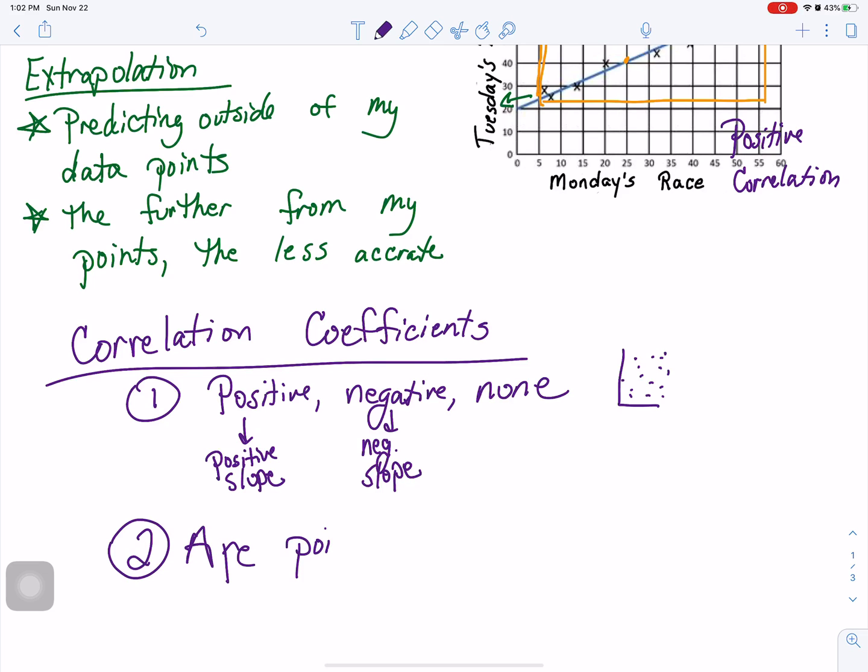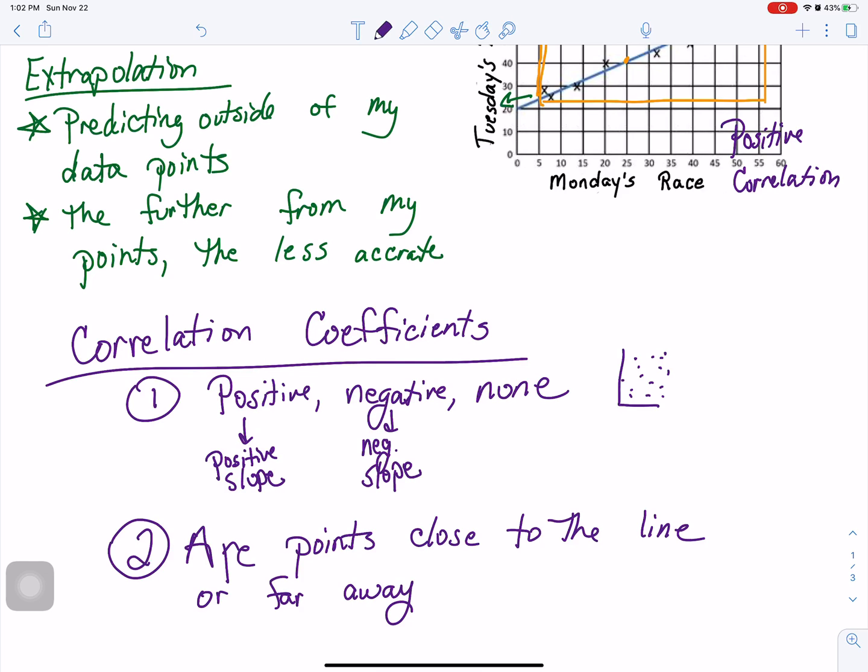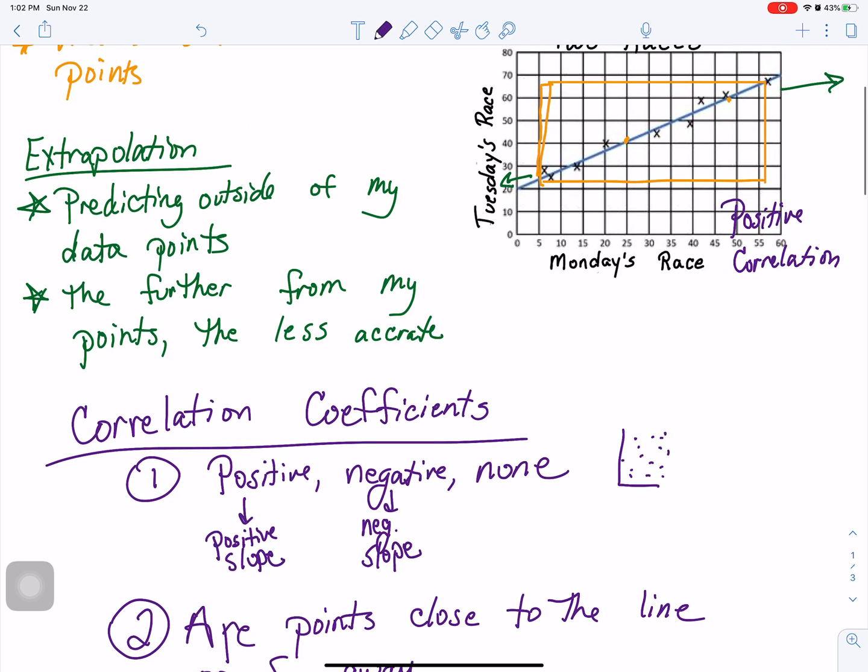So are points close to the line or far away? Because that would be what we would be calculating. And we would just look at a particular number with that, but we're just going to make a statement. Our accuracy is going to be increased the closer the points are to the line. So if I look at this one, our line would be pretty accurate. So it's a positive correlation, and it's pretty accurate, since the points are close to the line.